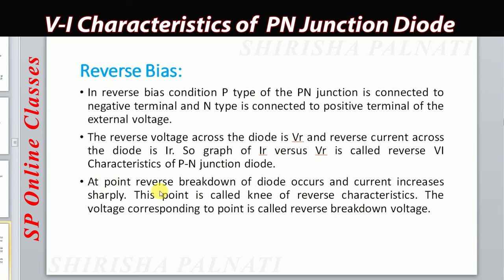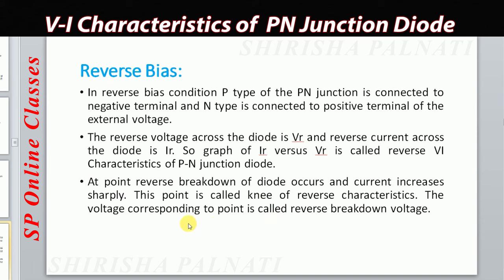At this point, reverse breakdown of the diode occurs and the current increases sharply. This point is called the knee of the reverse characteristics. The voltage corresponding to this point is called the reverse breakdown voltage. Already you know what reverse breakdown voltage is. If you increase the reverse voltage, then the diode breaks down. So that voltage is called the reverse breakdown voltage.